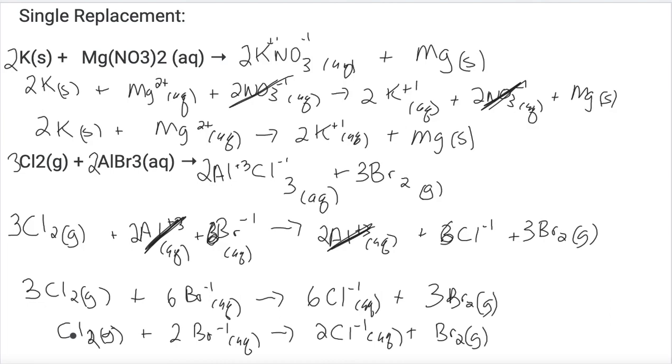So do our atoms balance? 2 Cl, 2 Cl, 2 Br, 2 Br. Do our charges balance? 2 times -1 is -2, 2 times -1 is -2. So if that's the case, it looks like you're done.